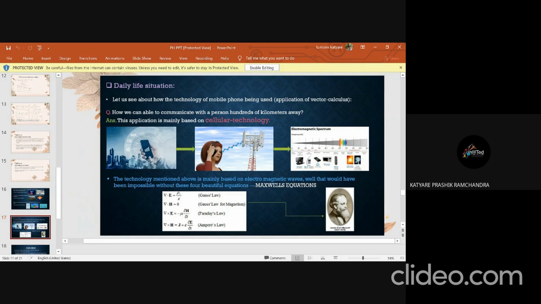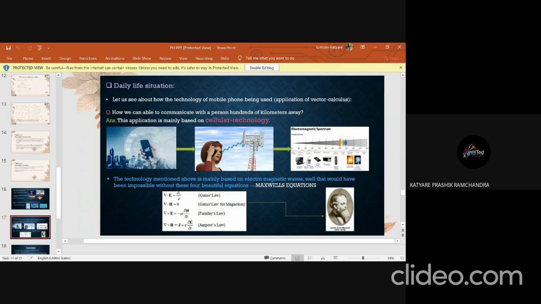Cellular technology is what mobile phone networks are based on, and it's the technology that gave mobile phones the name cell phones. Here we can see the first photo depicts the cell phone. The second photo depicts the tower, as the cell phone uses radio waves to communicate. The third photo depicts the electromagnetic spectrum.